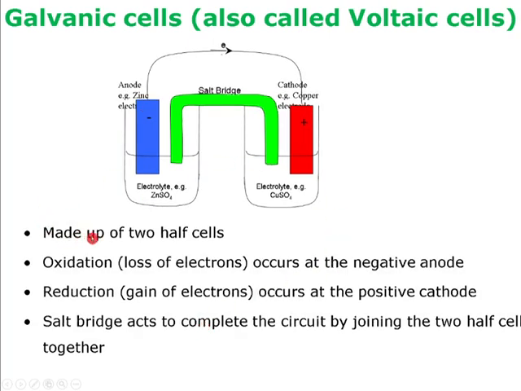Okay, so you have two half cells. There's this half cell here and there's a half cell there. Oxidation will take place at the negatively charged anode, and reduction will take place at the positively charged cathode. Then a salt bridge acts to complete the circuit by joining the two half cells together. So if a question is asked, what's the purpose of a salt bridge? The salt bridge is used to connect two half cells.